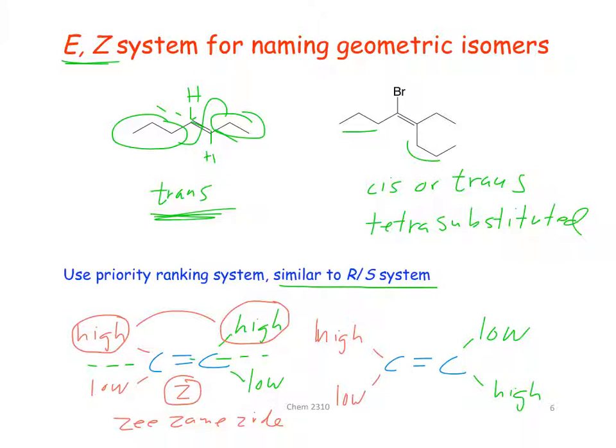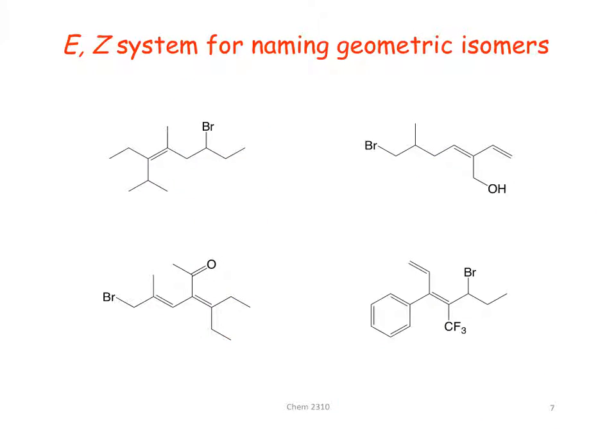So let's look at the other one. In this case, we have a high-ranked group here, and a high-ranked group here. These are on the opposite side, and so we call this E, for entgegen. I don't have a clever saying for that one, though. Z is when they're on the same side, and E is when they're on opposite sides. So this is kind of the generic plan here. Now we just have to go through some examples where we actually do the ranking. So let's look at these complicated alkenes here.